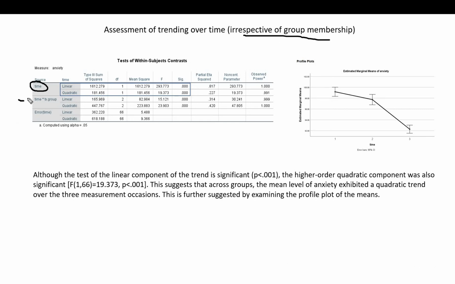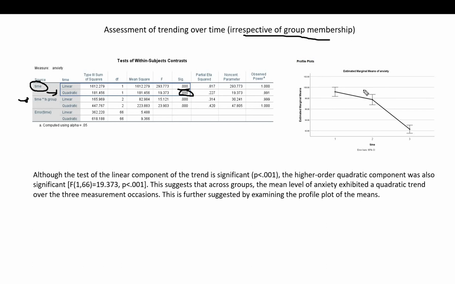The second part of the output considers possible interaction between a trend and group membership, and I'll show you that shortly. But right here you can see that the test of the linear component of the trend is statistically significant, but also you see that the higher order quadratic trend component is statistically significant. So it's actually suggestive that the means are following more of a quadratic trend than just a linear trend.